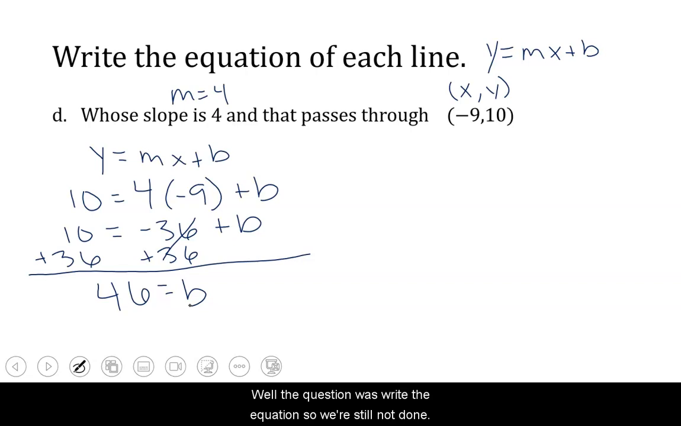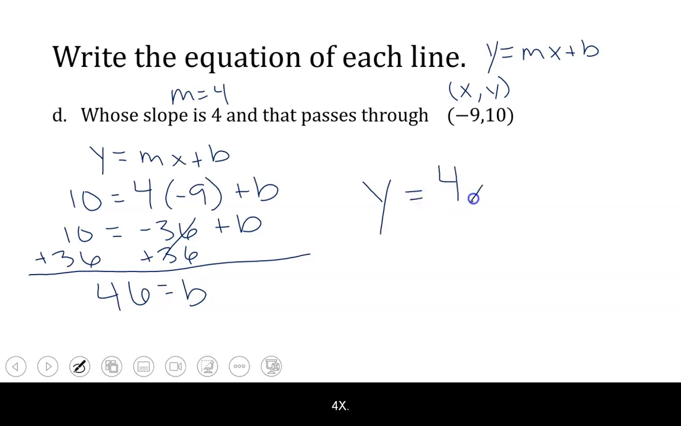Well, the question was, write the equation, so we're still not done. But we have the m is 4 and the b is 46. So now we can write our equation. y equals 4x plus 46.